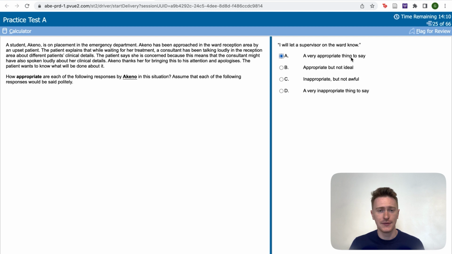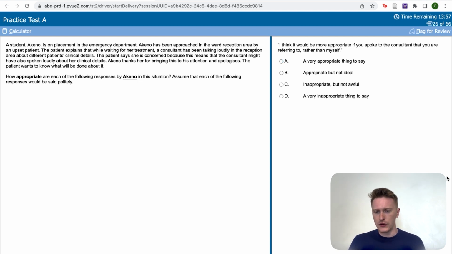It's a very junior member, and speaking as someone who's been on the wards, it's not always easy to find a consultant. It's not always easy to find senior members of staff. Letting the supervisor know is a clear, good escalation plan. Next: I think it'd be more appropriate if you spoke to the consultant that you're referring to rather than myself. I think that's inappropriate. You could say that it's appropriate because the person will therefore raise it directly, but you're putting the onus on the patient when it may have taken a lot of courage to tell you in the first place. That being said, it's not awful because you're still appreciating that the concern should be raised. So inappropriate but not awful for that one.